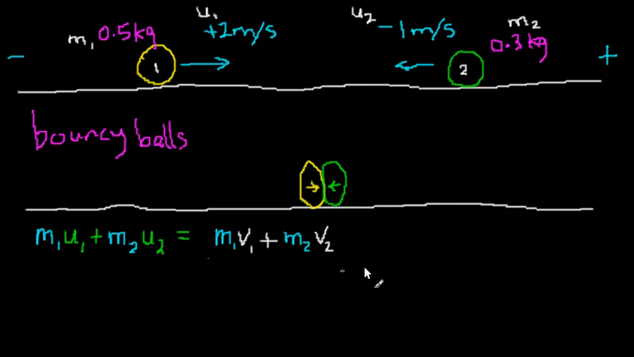I've talked about how we have this equation which says that the total momentum before two balls collide must be equal to the total momentum after they bounced off.